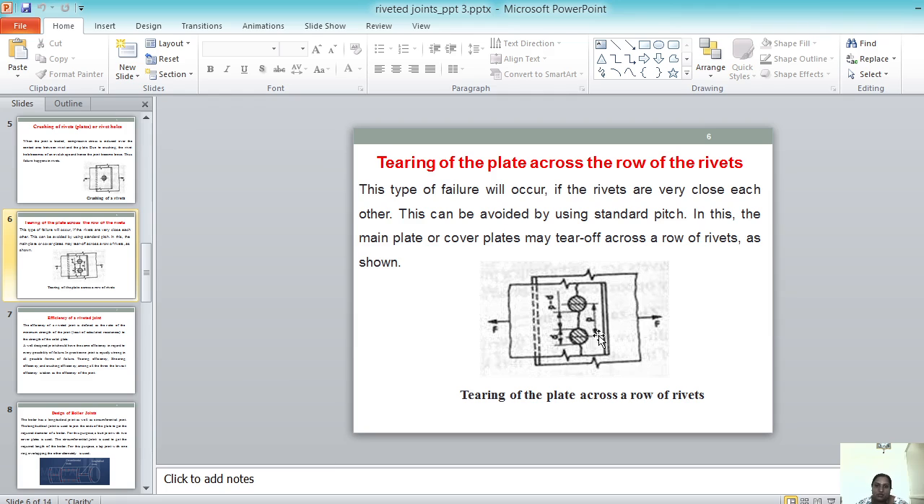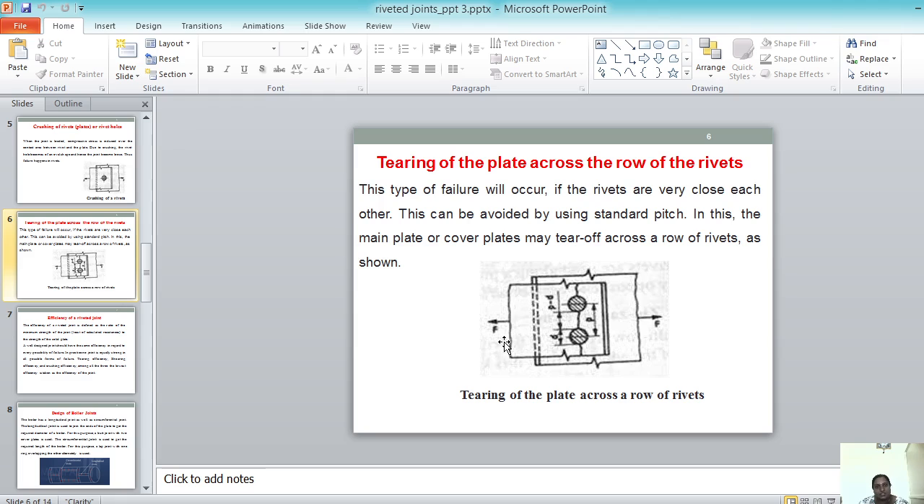We can avoid this by using standard pitch. Pitch is one of the terminologies used in butt joints. That is, the distance between two holes is called pitch. The main plate or the cover plate may tear off across the rows of the rivet, which is called tearing of the plate across the row.